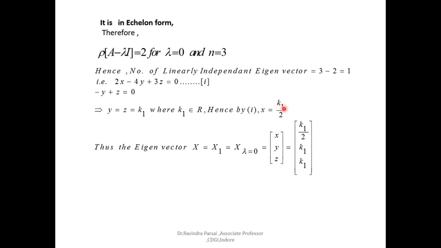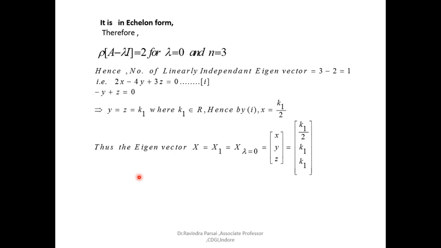Am I right? So you are getting x equal to k1 upon 2 from the first one, and just putting in the symbols, you get the first eigenvector corresponding to eigenvalue lambda equal to 0, simply x y z: in place of x you put k1 by 2, in place of y you put k1, and z is also the same. So when you assume any one value as k1, the next value is also the same, where k1 is any real value.